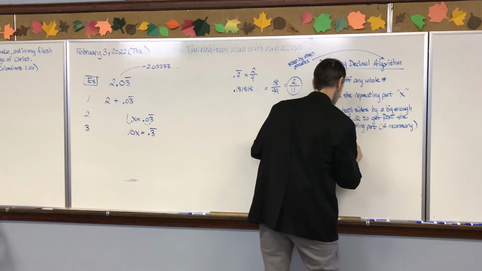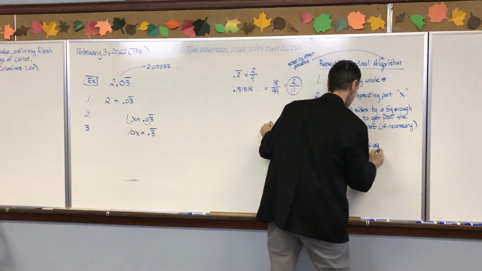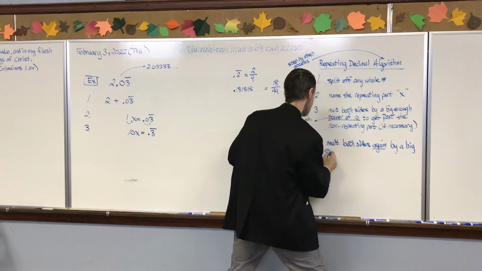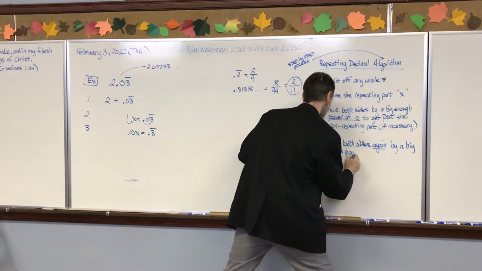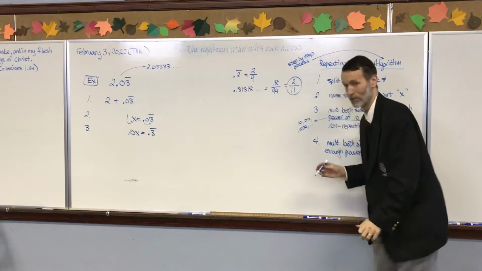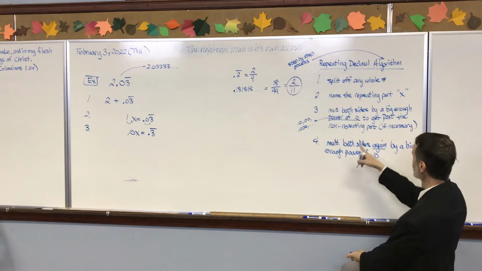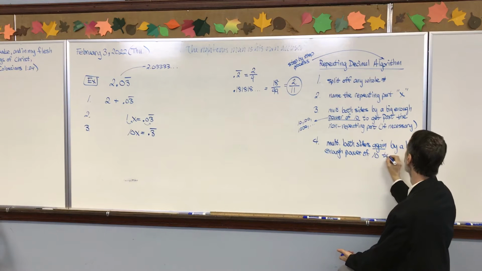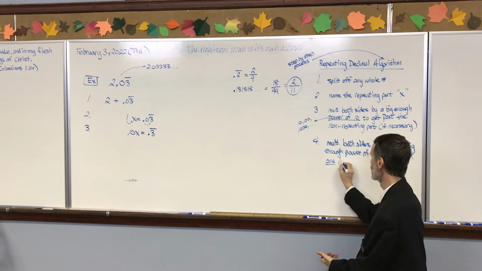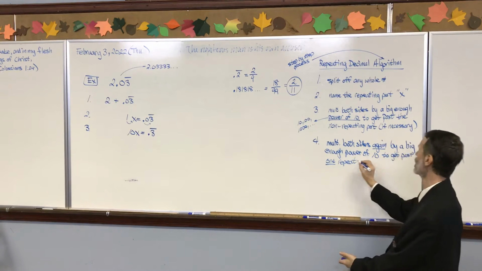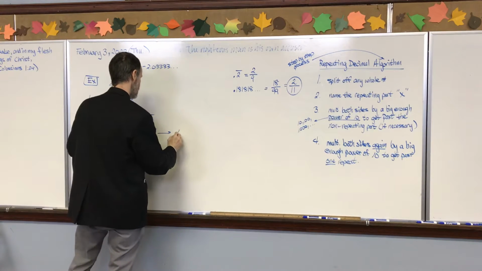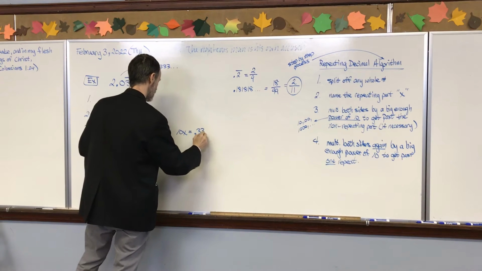Multiply both sides again by a big enough power of 10 to get past 1 repeat. It's a little easier to see if you write it like this.